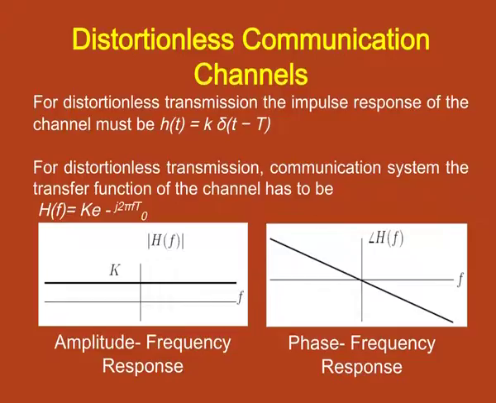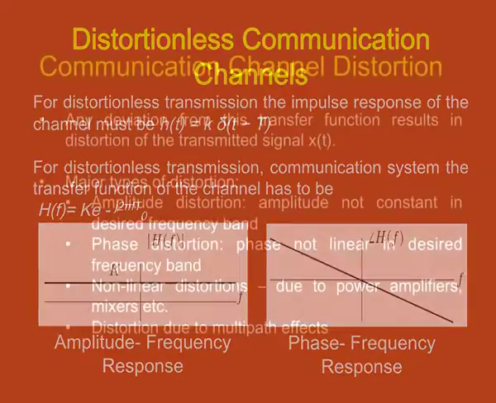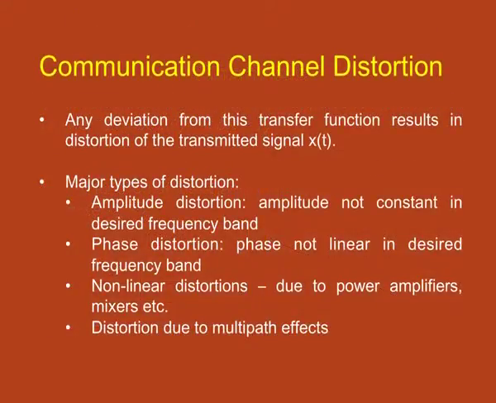It means the phase of this transfer function has to be linear in order to have a distortionless transmission. Now, if there is any signal or system which does not have frequency independent scaling and linear phase response, then that system will cause distortion on the transmitted signal x(t).